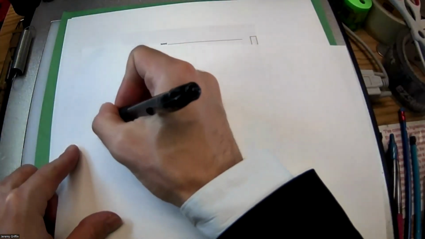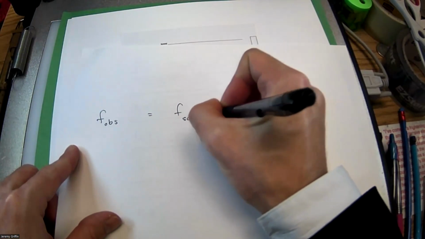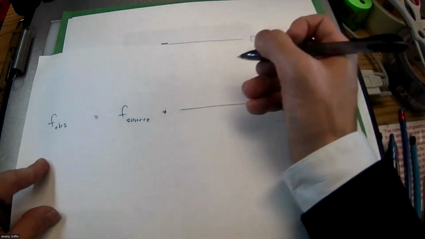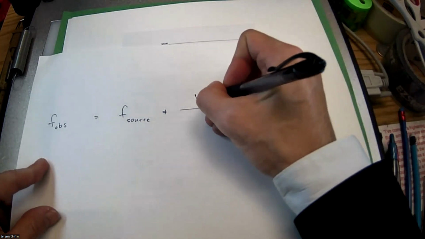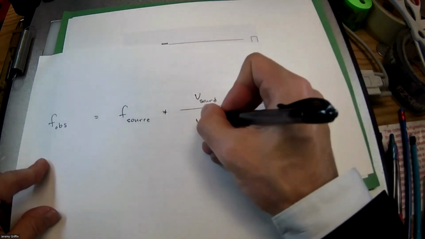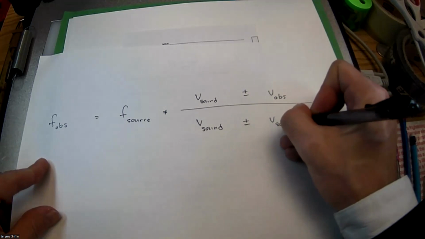I'll go frequency observed is equal to the source frequency multiplied by a big old ratio. We got speed of sound plus or minus the speed of the observer, all divided by speed of sound plus or minus the speed of the source.